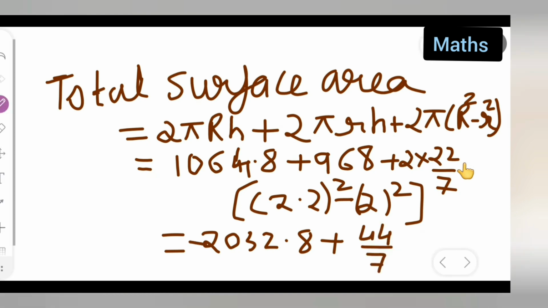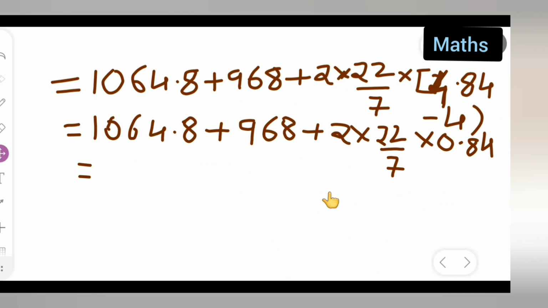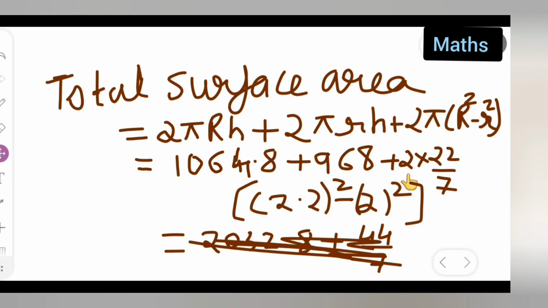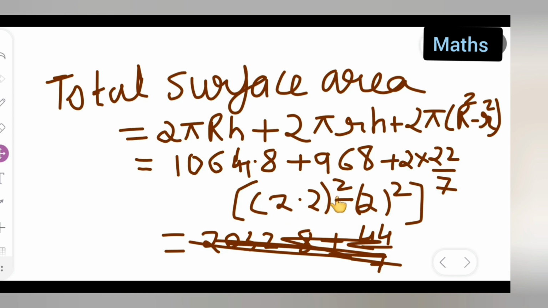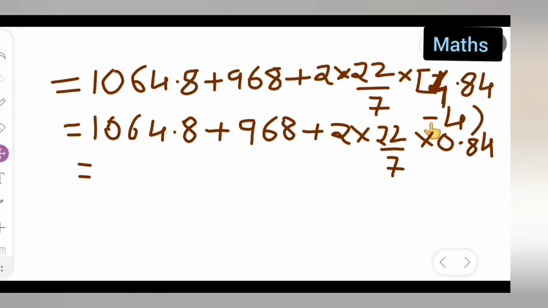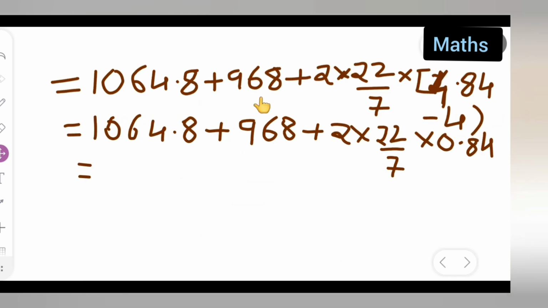Okay, if you all are not getting a place over here, you all can do one more thing, like cancel this part. Okay, scribble this part. So first what you all do is write this as it is, 1064.8 plus 968, plus 2 multiplied by 22 upon 7, also write it as it is, then multiplied by the square of this. Now what is the square of 2.2? Square will be 4.84 minus square of 2 is nothing but 4. Okay, you all got 4. So what you'll have to do is this part, write it as it is, then 4.84 minus 4, you will get 0.84. Now multiply this, okay?